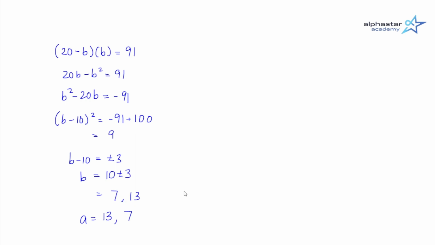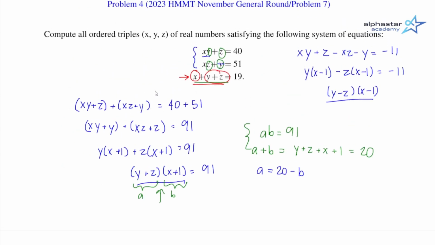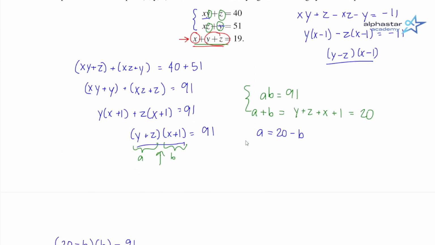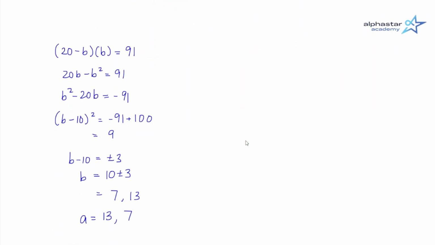Now let's substitute back for x, y, and so on. Since y + z was a, we have two possibilities. Either y + z is 13 and x + 1 = 7, which means x is 6, or y + z = 7 and x + 1 is 13, which means that x is 12.